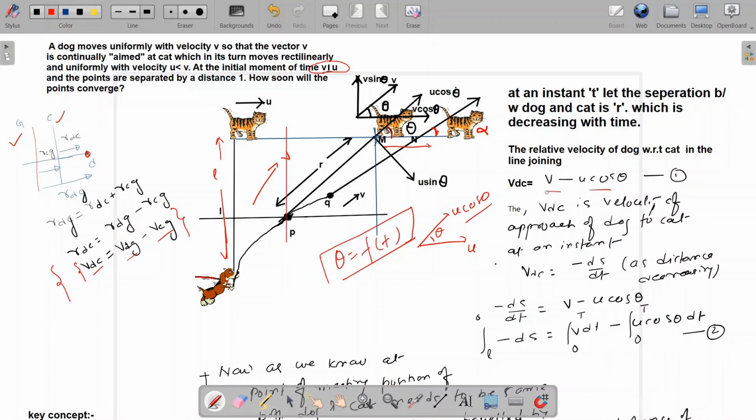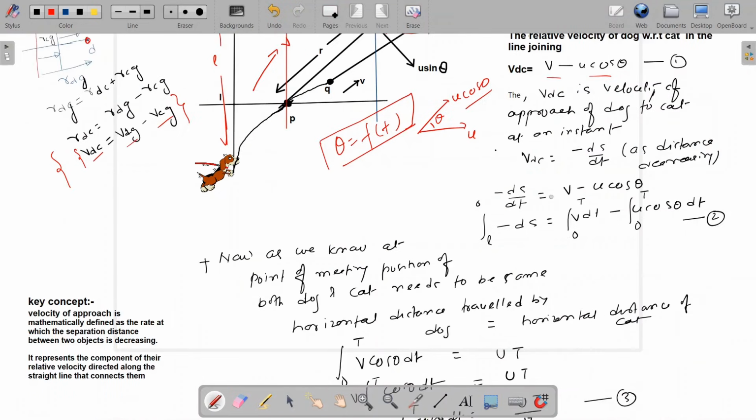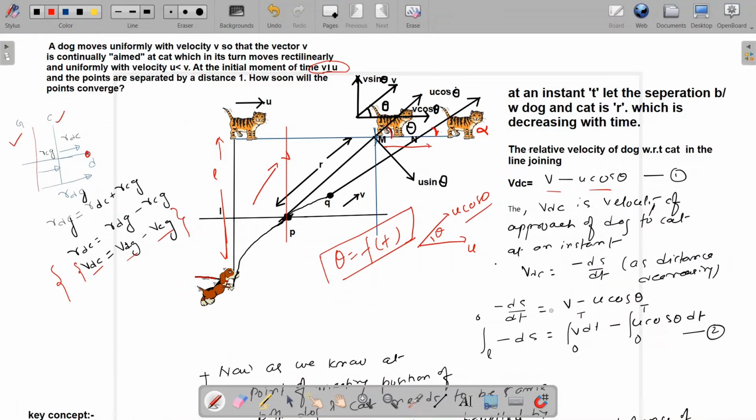So we can write VDC can be v minus u cos theta. Ideally, this is nothing but the velocity of approach. And what do you mean by the velocity of approach? The velocity of approach is nothing but the rate of decrease in distance between the two objects in concern. So this can be written as ds by dt, because the distance between the cat and dog is continuously decreasing. So minus ds by dt can be written as v minus u cos theta.